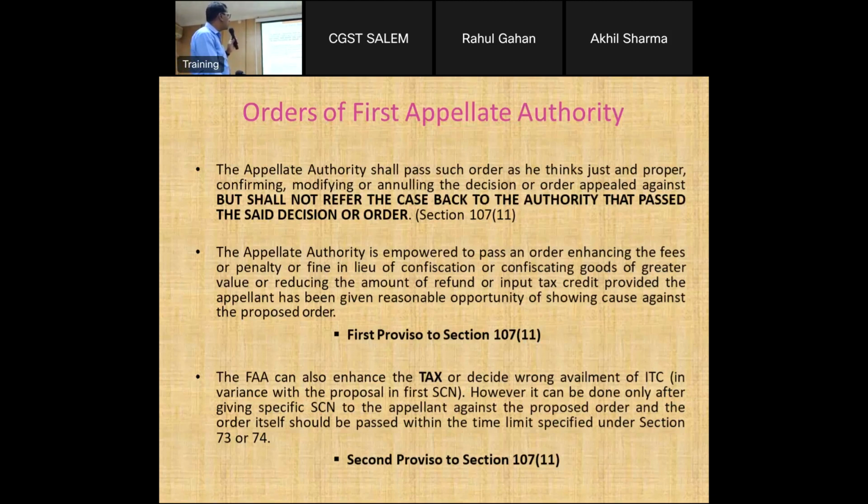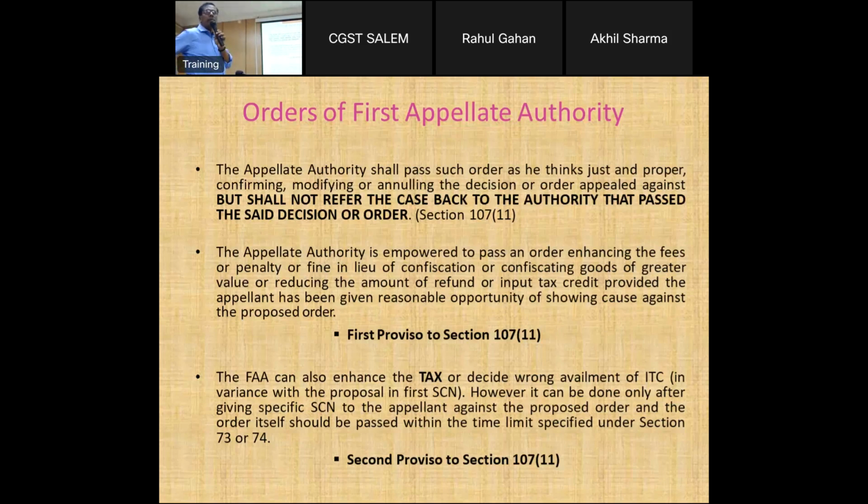When the court passes an order, it can enhance or reduce the fee, penalty, or fine. For confiscation, the fine that is imposed can be reduced or increased. You can increase or reduce any penalty, fee, or fine. But a reasonable opportunity should be given.